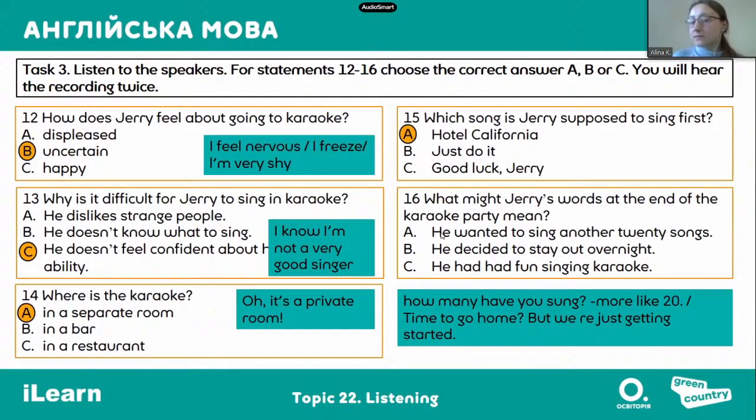От він сказав, давай ще залишимось. Що йому друг сказав? Oh no, next time. So he wanted to stay, yes, but he didn't decide. Тобто, але такого рішення не було прийнято. So he just wanted to stay, but he decided to go home because his friend said, oh no, next time. So that's why variant C, he had fun singing karaoke. Да? Тобто йому до того було весело.